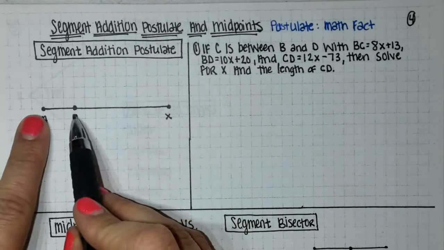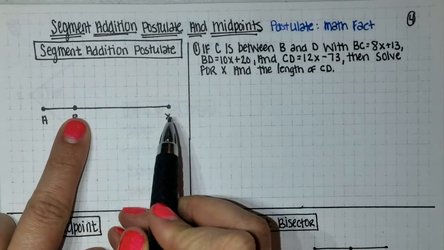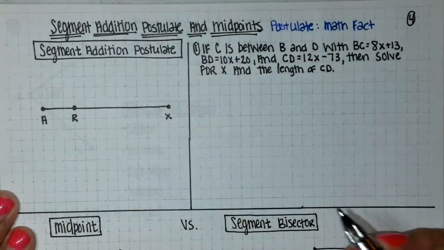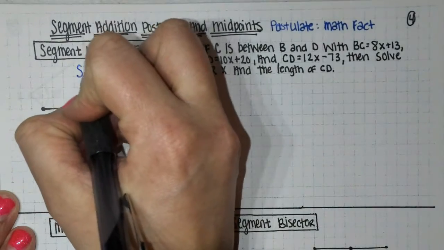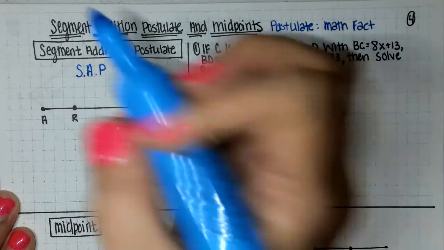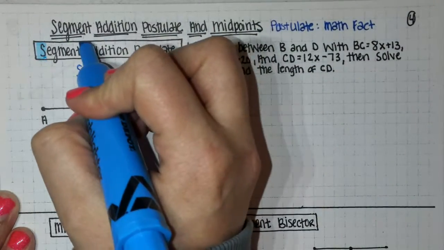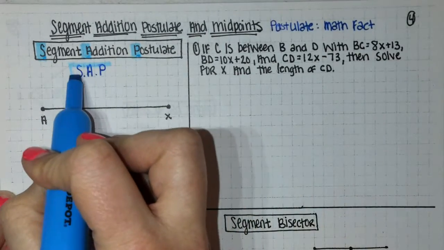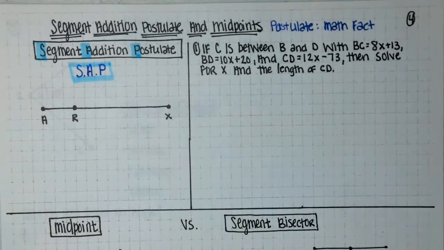So what we're doing is we're basically just adding this segment plus this segment together to get the full segment of AX. So segment addition postulate, the abbreviation for it is S-A-P, SAP. The way that we get that is just from the first letters of each piece. When we start to do proofs later on in a couple chapters from now, we'll be using that abbreviation a lot. So we want to make sure that we know SAP stands for segment addition postulate.